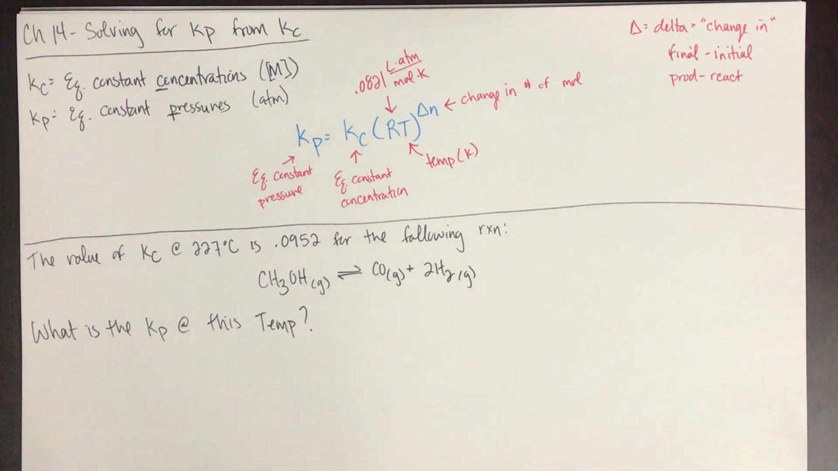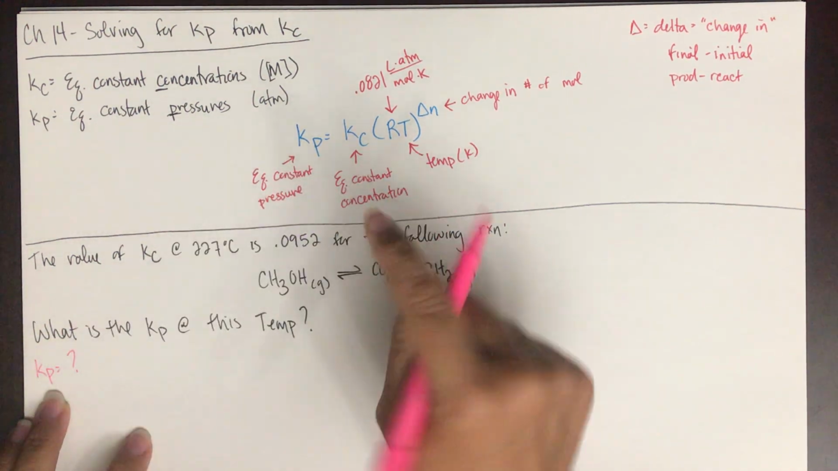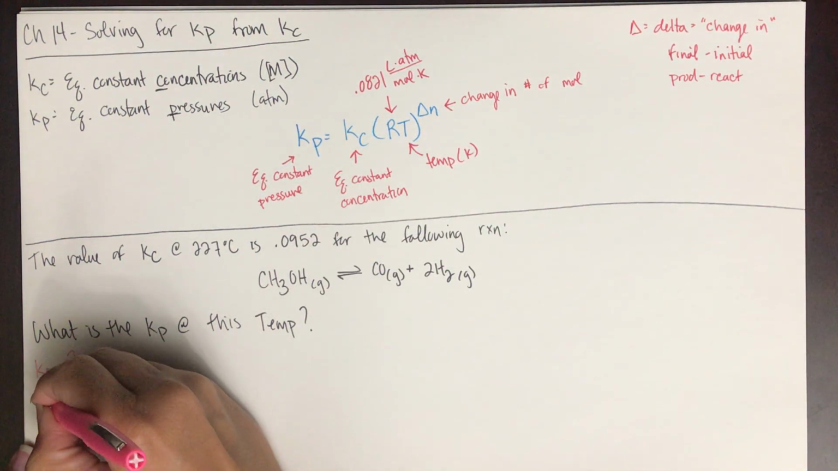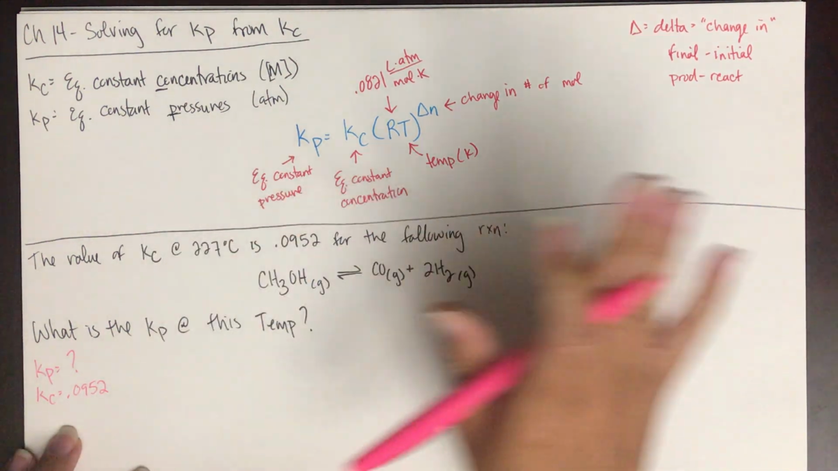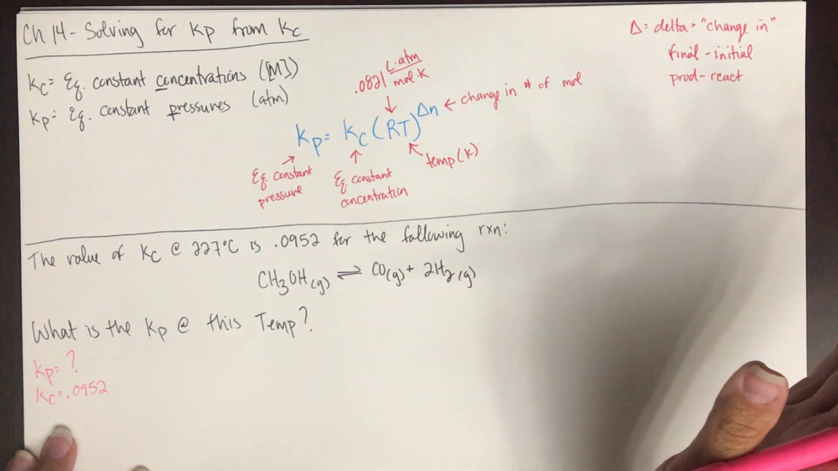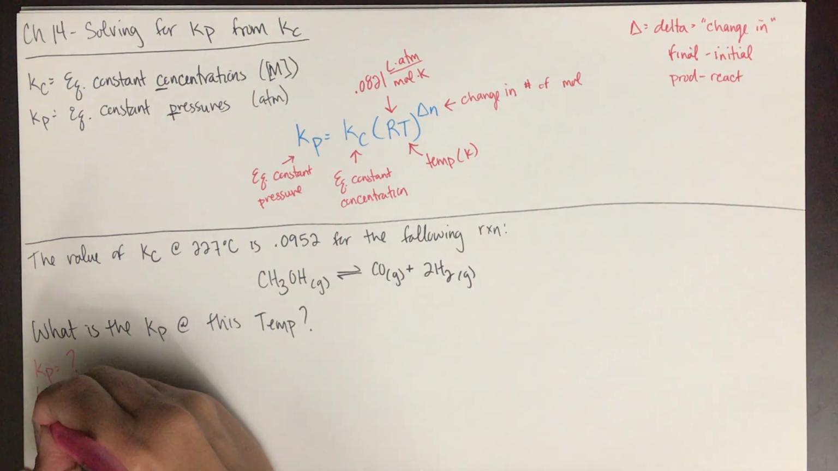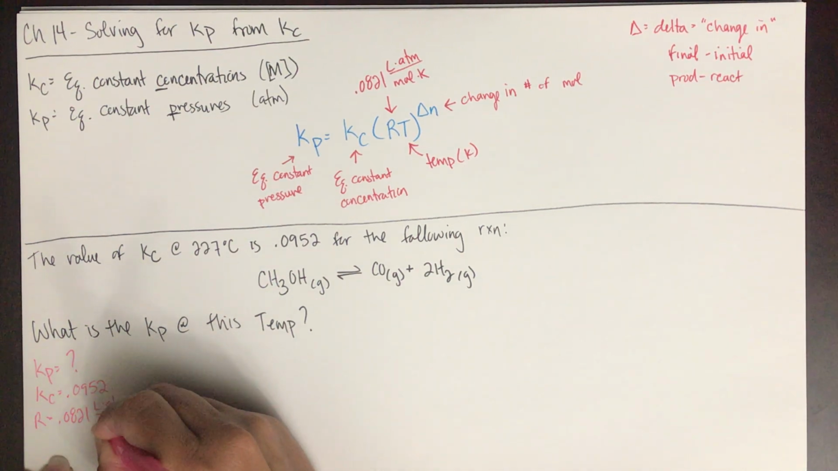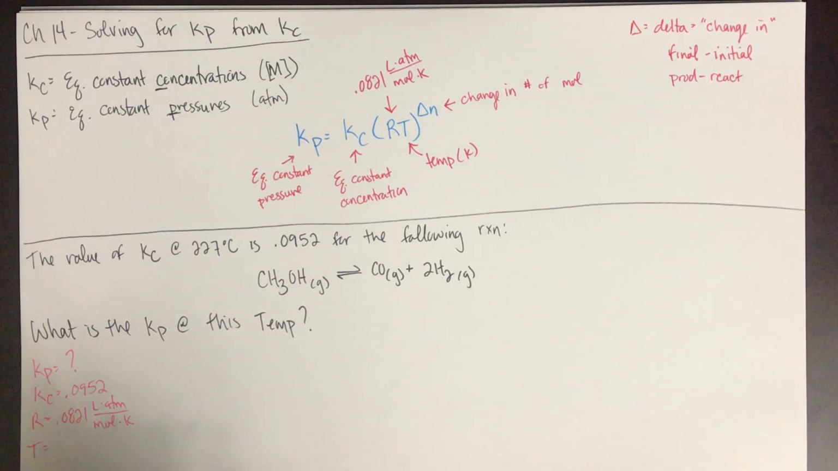Okay, so again, I like to write out what I've been given and know what my plan is. So I'm going to use this formula because I'm being asked what is the Kp. And this is the only way I know how to solve for Kp at this point, is by using this equation. So Kp is what I'm solving for. Kc is 0.0952. Again, no unit because it is a ratio of products to reactants at equilibrium. Okay, so let's see what else I'm going to need. R, I know, is 0.0821 liter atmospheres per mole Kelvin. T, I know that is temperature in Kelvin.